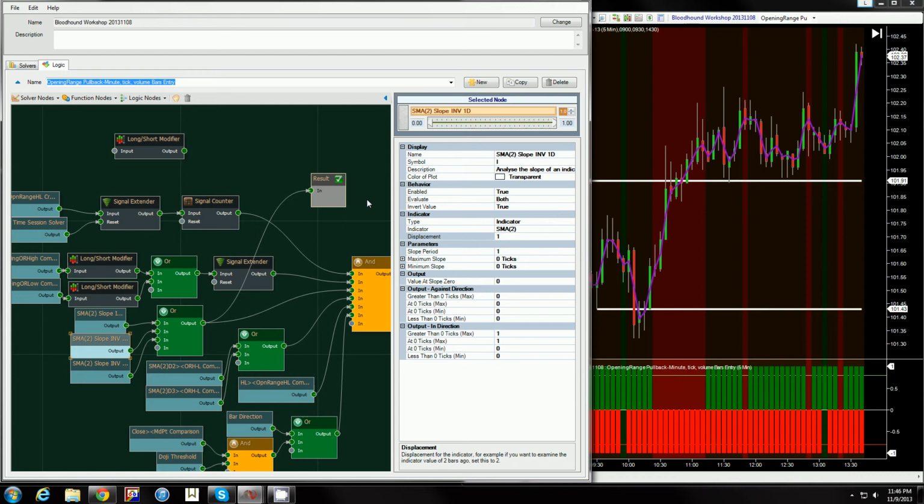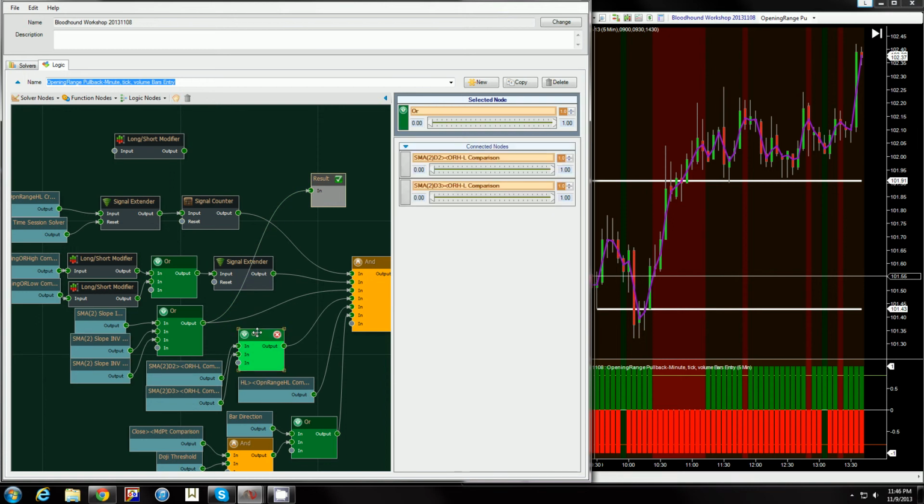Long signal when it's coming down, short signal when it's coming up. So that is telling us that we have indeed actually had one of the past 3 bars come down to the opening range high, or one of 3 bars has gone up to the opening range low. So that also has to be true at the same time as all of this.